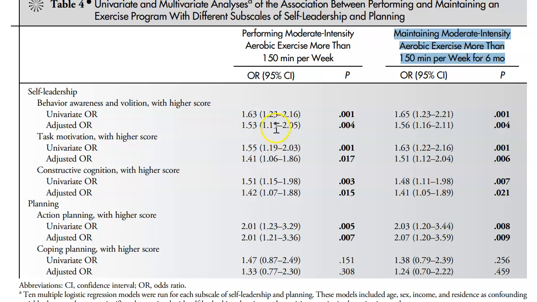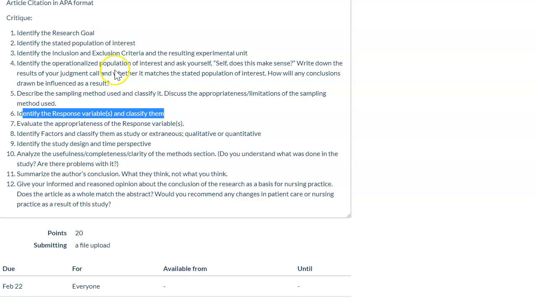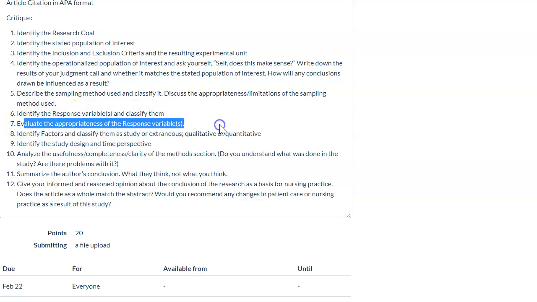So when you do your critique and it asks you to identify the response variables and classify them, the response variables in this case are: one, maintaining exercise for at least 6 months, yes or no, nominal. And the other is exercising at least 150 minutes in one week, and that's yes or no also. All right, evaluate the appropriateness of the response variables. So this is how they measured it.